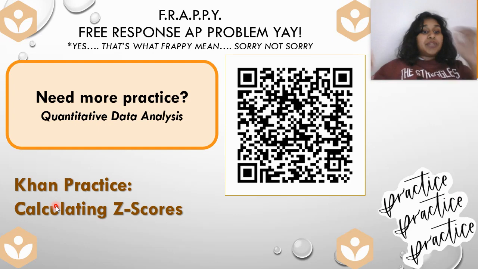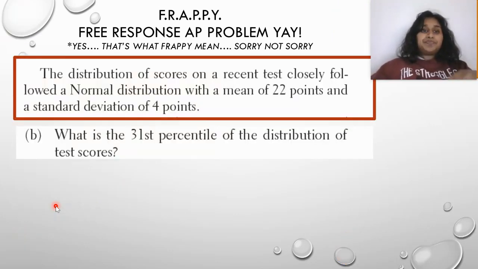Practice time. So you can practice calculating z-scores on this activity. The distribution of scores on a recent test, it's the same information from before. That's context. Question B: What is the 31st percentile of the distribution of test scores? Awesome, we're dealing with percentiles. If we don't recall, we can always practice, read through our textbook, whatever helps us out. I've got a practice as well, but I'm just going to dive into this information.